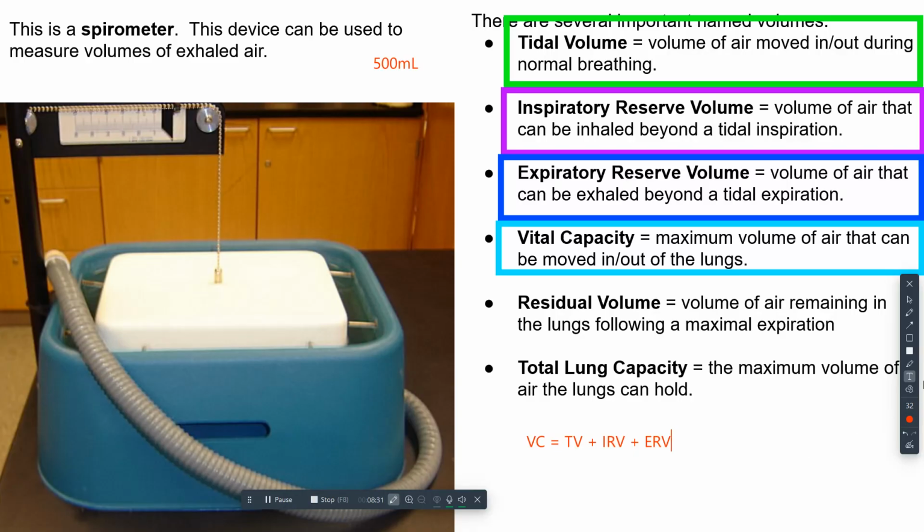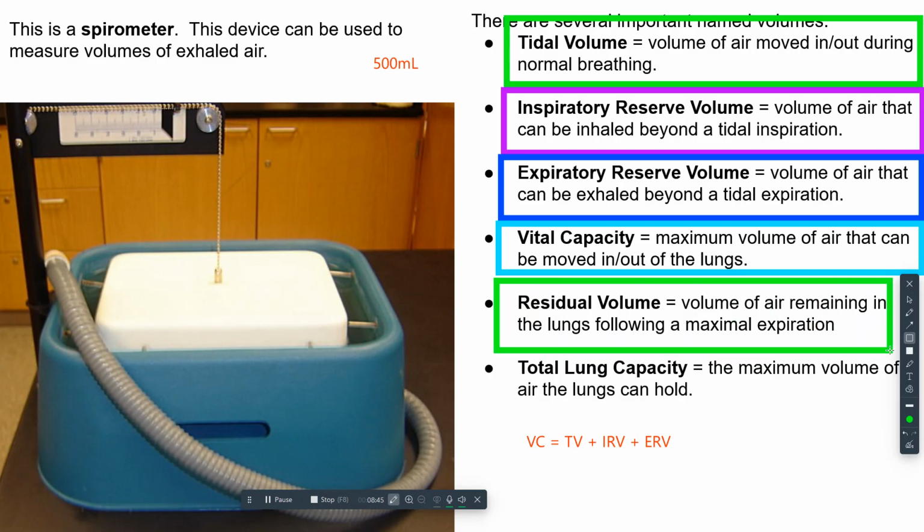All right, another thing we have to be aware of is something called residual volume, and I just hinted at that a moment ago. Residual volume is the amount of air still in your lungs after you do a max expiration. Remember I said you can never truly empty your lungs. There's always leftover air, and the leftover air is called your residual volume.